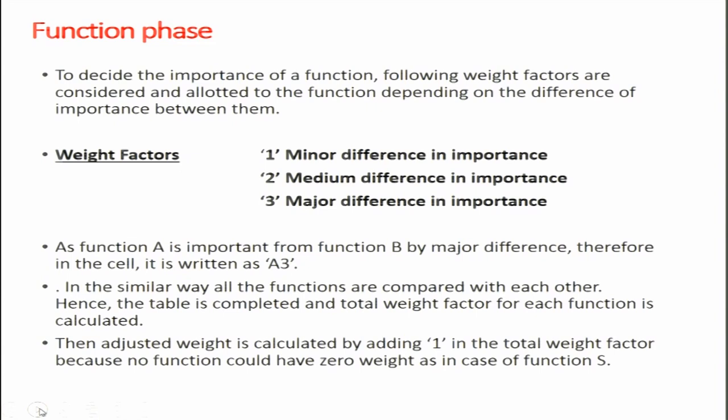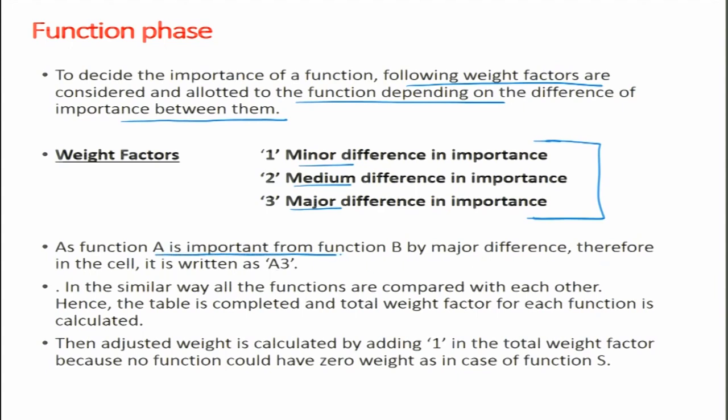To decide the importance of a function, the following weight factors are considered and allotted to the function depending on the difference of importance between them. As we discussed in numerical comparison, we only used the 3-level scale: minor difference in importance, medium difference in importance, or major difference in importance. So, as function A is more important than function B by a major difference, in the cell it is written as A3. This is what I explained in the previous lecture, numerical evaluation.